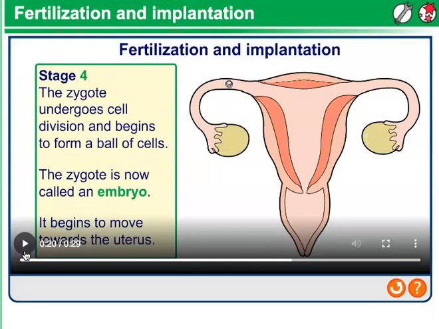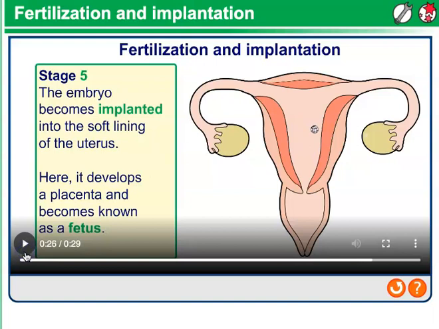In stage 4, the zygote undergoes cell division and begins to form a ball of cells. The zygote is now called an embryo, and it begins to move towards the uterus. In stage 5, the embryo becomes implanted into the soft lining of the uterus. Here, it develops a placenta and becomes known as a fetus.